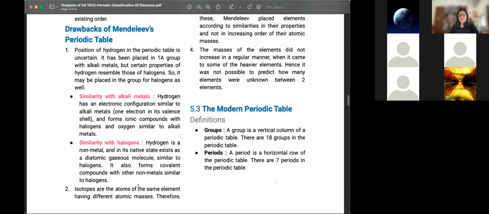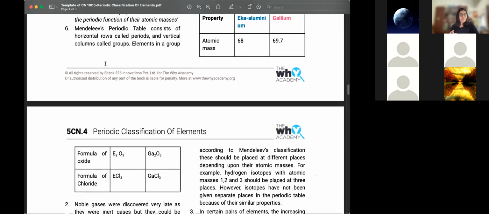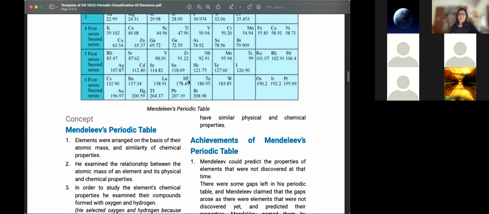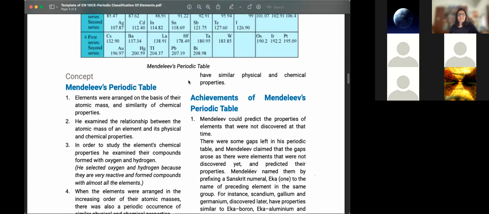Okay. Speaking of isotopes, different atomic masses. Now Mendeleev's whole table is based on atomic mass only. So if you had the same element with 2 atomic masses, how will you handle that? Like carbon 12 is there, carbon 14 is also there. So will you place carbon twice, or should you place it before nitrogen, after nitrogen? So that doubt will come up, right? So that was another drawback or a question that Mendeleev had to answer.